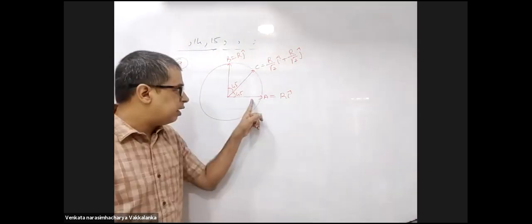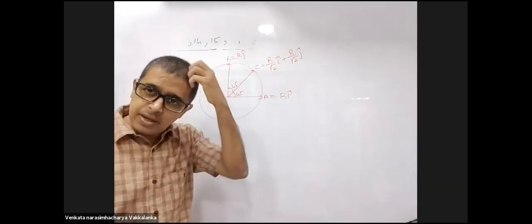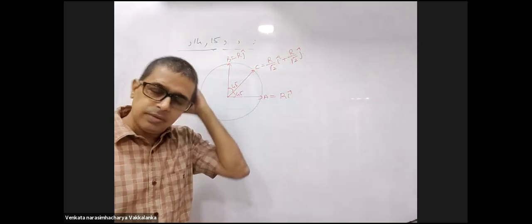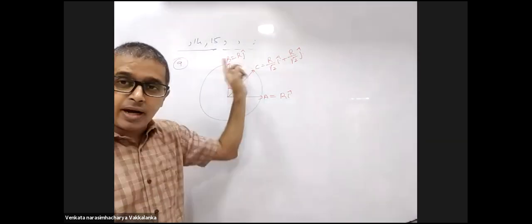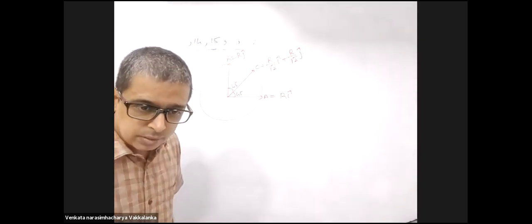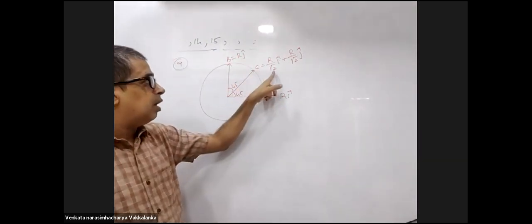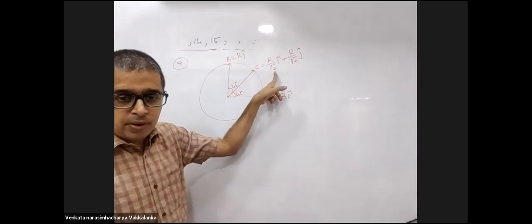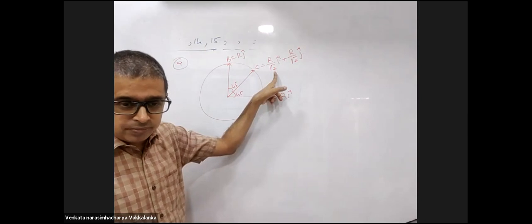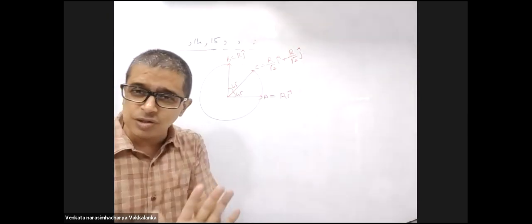Yes or no? A vector R I cap. Anybody with a doubt? B vector R J cap. Anybody with a doubt? R by root 2 I cap plus R by root 2 J cap. Add all the three vectors, it should not be difficult for you.